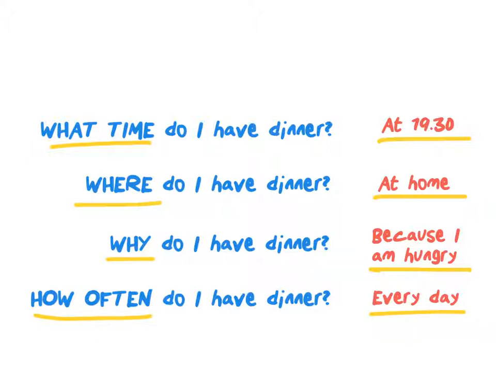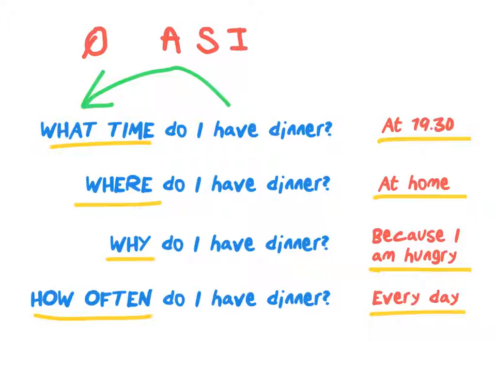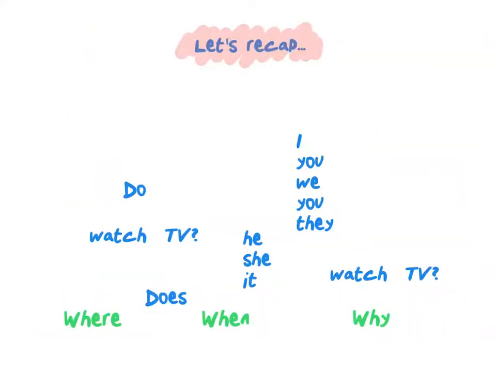Remember that question words always go at the beginning of the sentence. So our formula for WH questions is question word plus auxiliary plus subject plus infinitive of the verb.